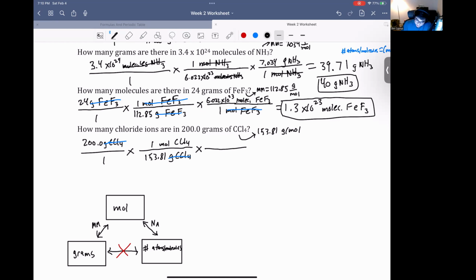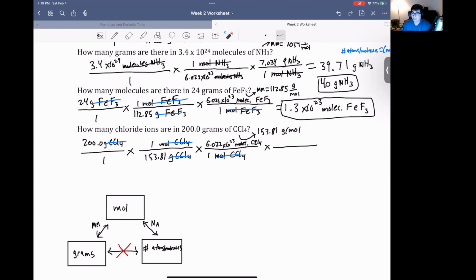So for every 1 mole of carbon tetrachloride here, I'm going to use Avogadro's number to convert this into number of molecules. So 6.022 times 10 to the 23rd molecules of carbon tetrachloride. These moles cancel out. All right, so now the last step is I have my number of atoms or molecules, but I don't want that. I want the number of chloride ions. So if you're looking at this, what is the number of chloride ions?